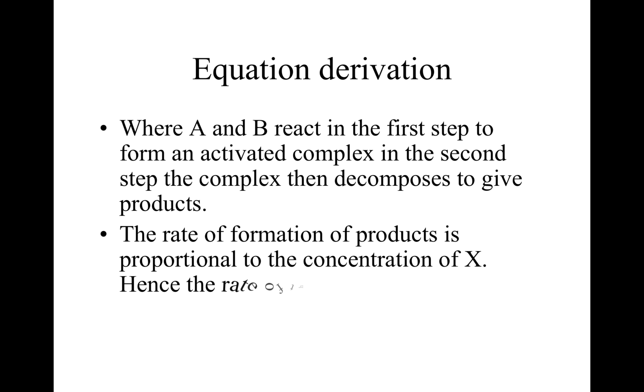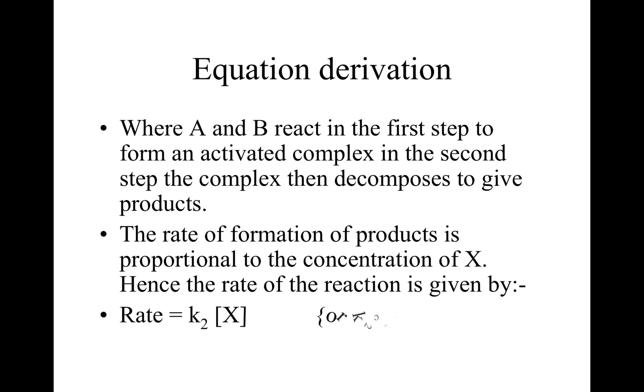We are interested in the rate of formation of products, and this is proportional to the concentration of X. Hence, the rate of the reaction will be given by rate = K2 times the concentration of X, or in the old-fashioned way, K2 CX. This is equation 1.